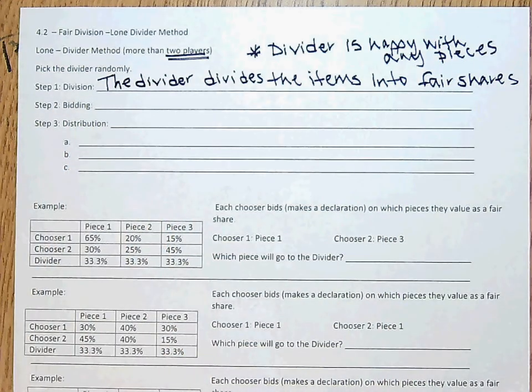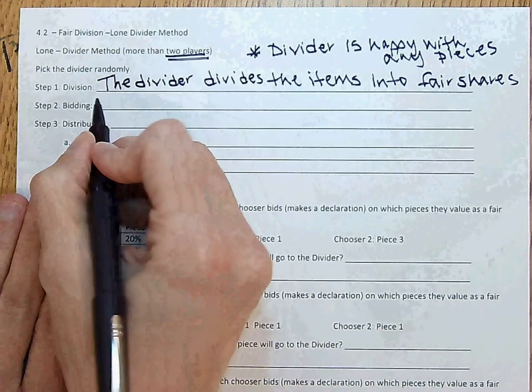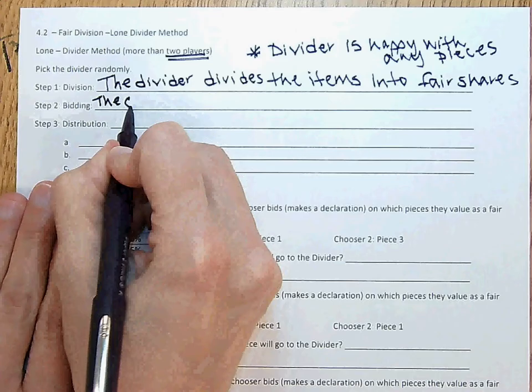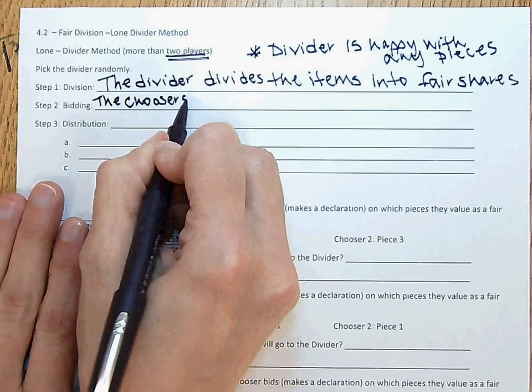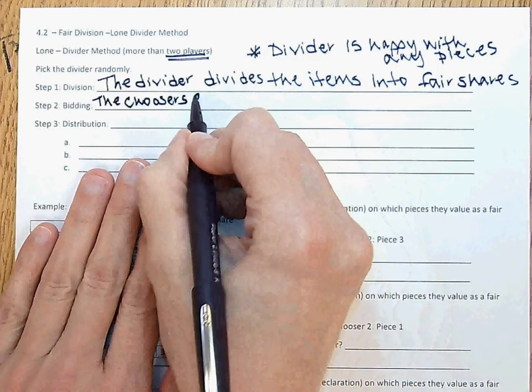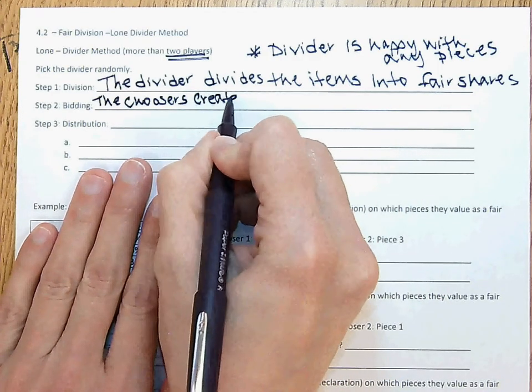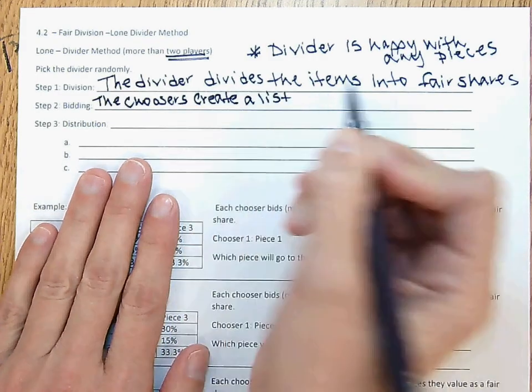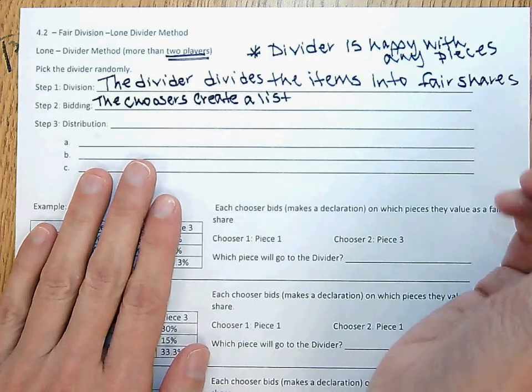So then we're going to talk about bidding. Basically, if the divider divides up a piece of cake, then any of the other players, the choosers, would come and create a list of, yes, I think this one is fair, no, I think this one is not, etc. So they get to create what they call a bid list. This is the choosers, or the other players, not the divider. The choosers create a list with everything they consider fair.